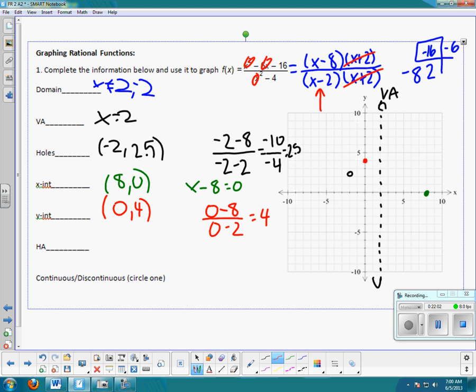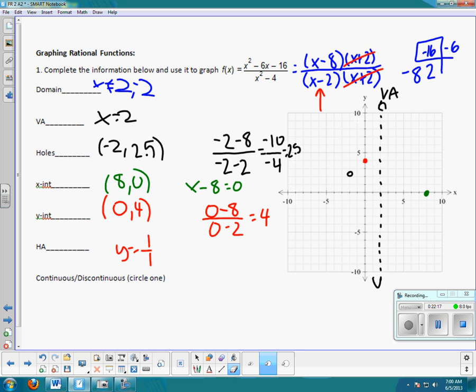My horizontal asymptotes had to do with top heavy and bottom heavy. And if we look back at the original problem, they were both x squareds. So they were both equal weight. And when they were equal weight, we took the coefficients of the top and the bottom and divided them. So in this case, they were both 1x squared. So 1 divided by 1 is 1, which means that we have a horizontal asymptote here at 1.